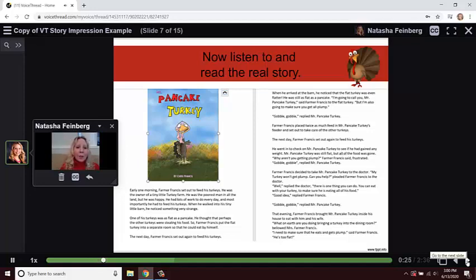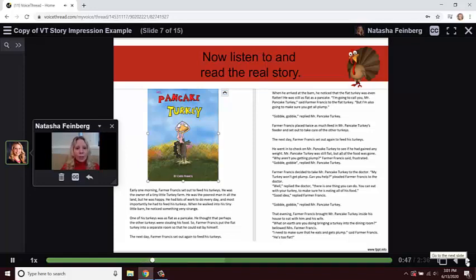Early one morning, Farmer Francis set out to feed his turkeys. He was the owner of a tiny little turkey farm. He was the poorest man in all the land, but he was happy. He had lots of work to do every day, and most importantly, he had to feed his turkeys. When he walked into his tiny little barn, he noticed something very strange.